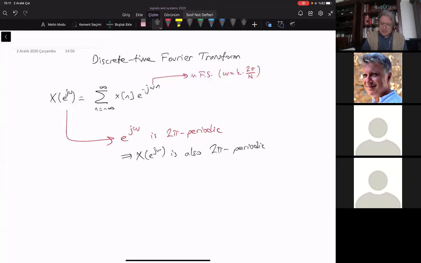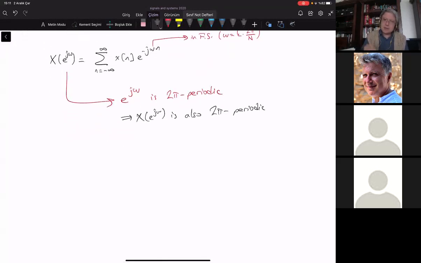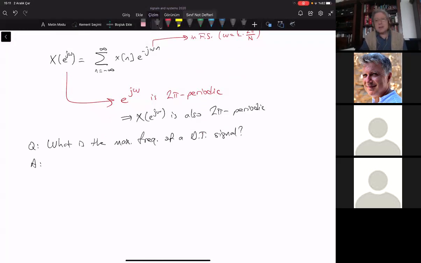Can you guess what is the maximum frequency of a discrete time signal? What is the maximum frequency of a discrete time signal? So this is the question. And the answer is, do you have any suggestions? We know what is the smallest or lowest frequency. It is zero. What is the maximum frequency of a discrete time signal?